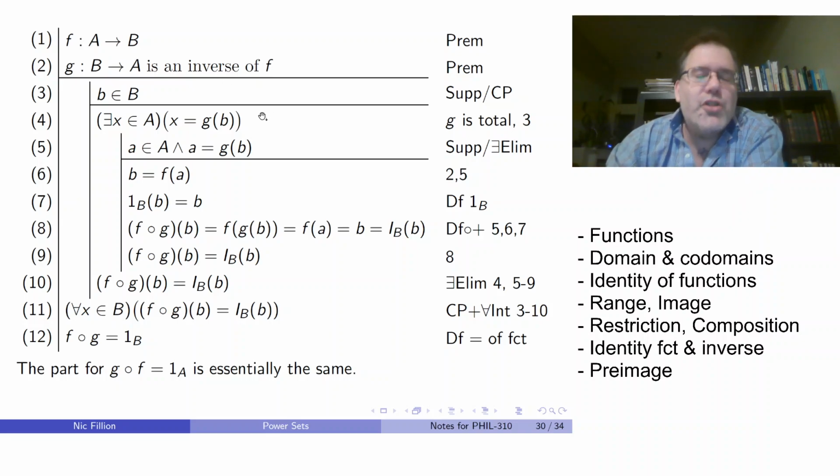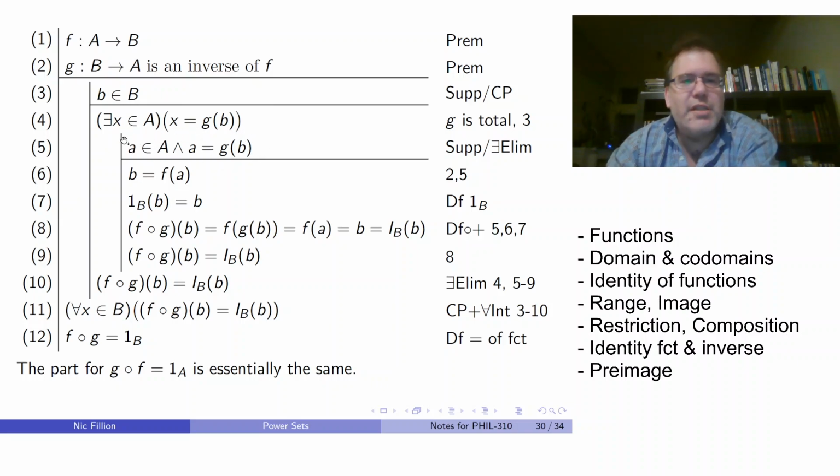Okay, so then we're going to take an arbitrary letter and replace x by it. So remember, that means there exists an x such that x is in A and x equals G of b. So we have that conjunction as our supposition for the existential elimination. Easy, right?